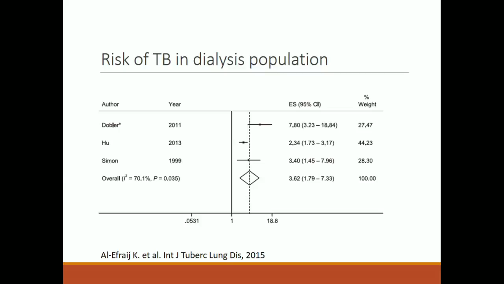The number of studies with well-adjusted relative risk is actually only 3, but they all found an increased risk of active TB disease, and the pooled relative risk is about 3.